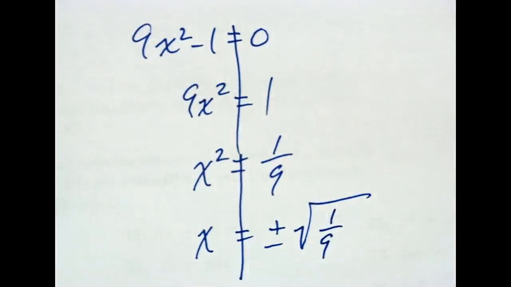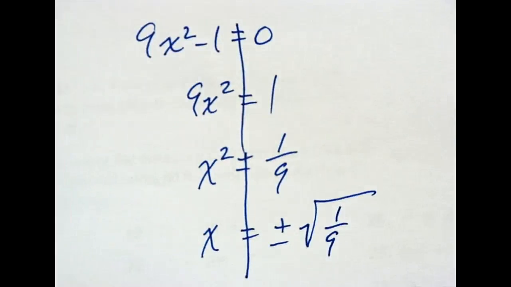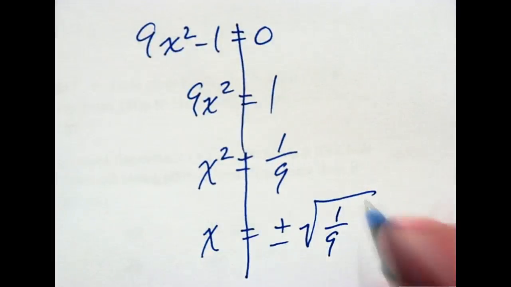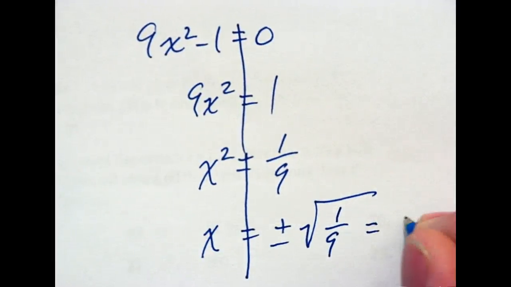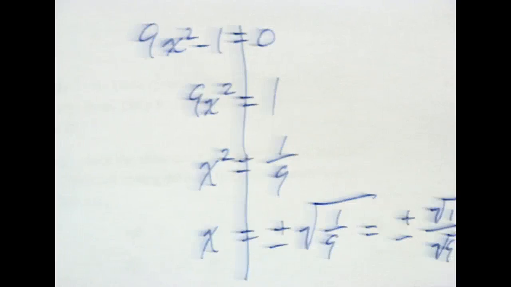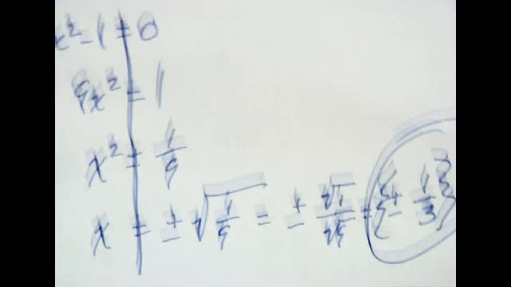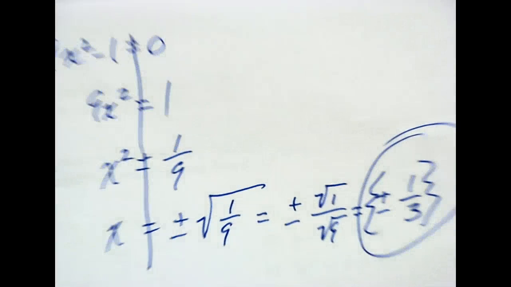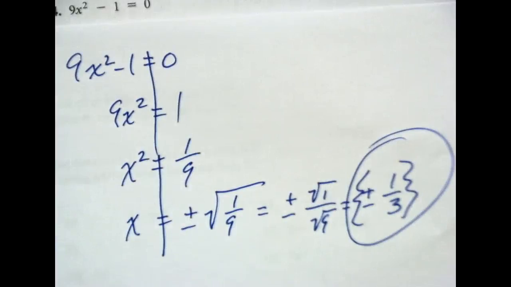Now you can't leave it like that. When we're finding inverses, I don't make you rationalize the root, which means getting the fraction out of the root. But when we're solving, we have to. So that means you have plus minus root 1 over root 9, which is the same thing as plus minus 1/3. Don't forget the 1/3. Yeah, because root 1 is 1.